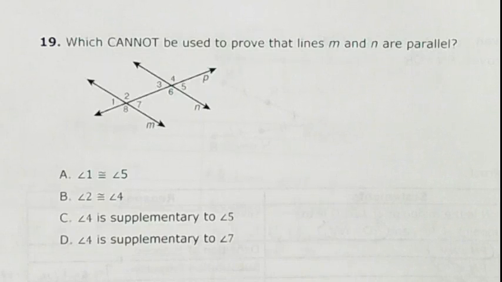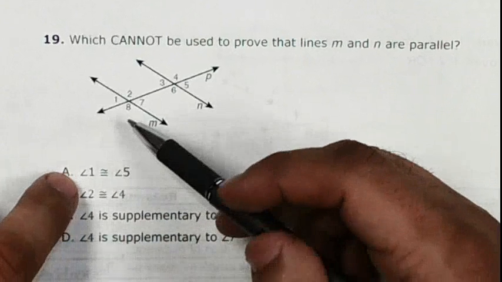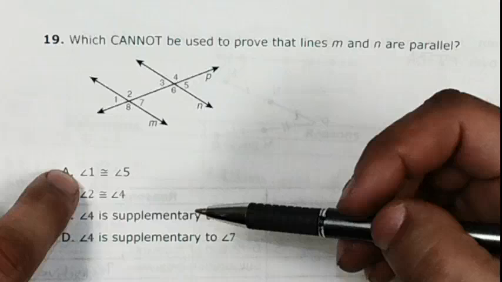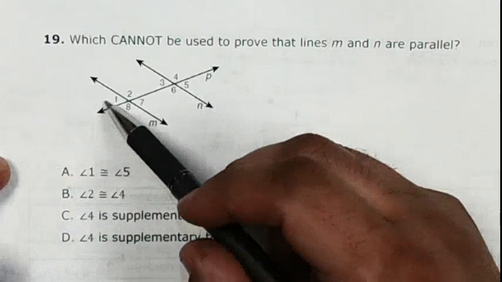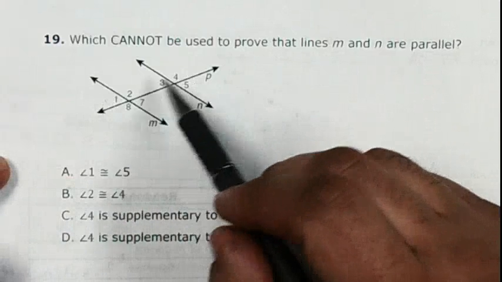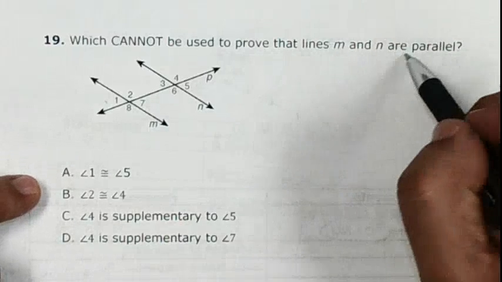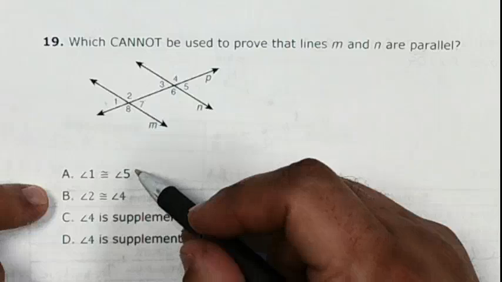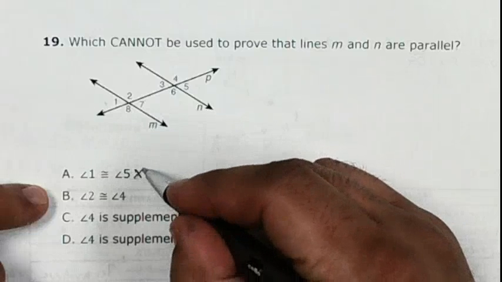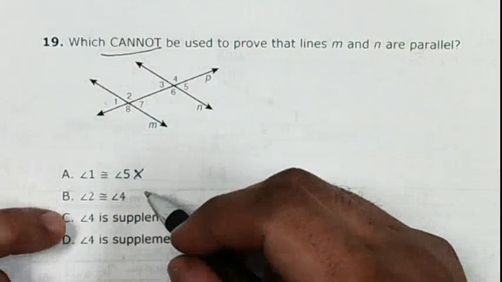All right, number 19, it says which cannot be used to prove that the lines M and N are parallel. So this is going to be similar to problem number 17. I'm looking at 1 and 5. Those are going to be alternate exterior angles. So I know if they're congruent, then that is going to mean that the lines are parallel. So that one does work, which means it's not the right answer because we're looking for cannot be used.